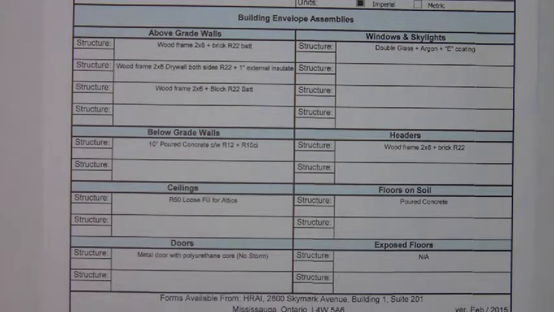Floors on soil. We do have a basement, and this is obviously going to be a poured concrete floor. However, because the basement floor is deep in the ground, it's not required to have any insulation. And finally, in this particular model, we do not have any exposed floors, such as a room over the garage or possibly an addition over top of a cold crawl space.